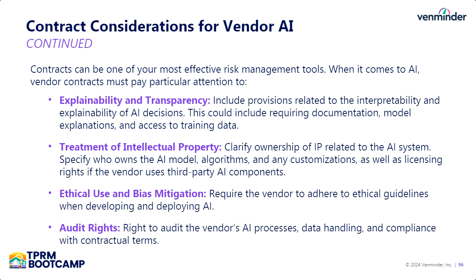We also want to make sure that we have language around explainability and transparency, making the requirements about having auditable data, how to audit those decisions, treatment of intellectual property, ethical use and bias mitigation, and this could take a lot of extra work with the help of that data scientist and your compliance team in particular. And then always for AI, you have to make sure that you have a right to audit so that you can really get into that vendor's processes, how they handle the data, and all the compliance with contractual terms.